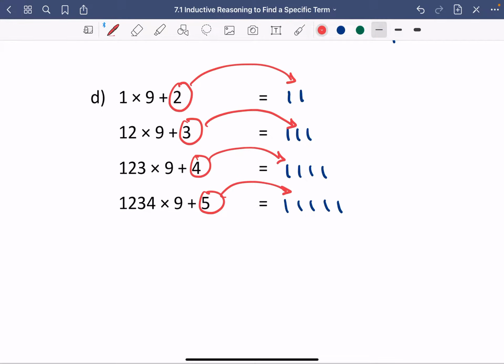And what do you think the next one is going to be? So if the next one is 12345 times 9 plus 6, then I would say that the next one will be 6 ones. Okay?